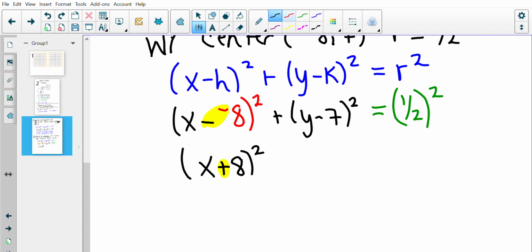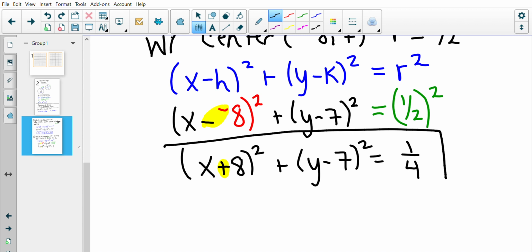So we have x plus 8 squared, and then we're going to have plus y minus 7 squared is going to equal a half squared. Well, what's a half squared? It's a half times a half, which is a fourth. And this is the equation we get in standard form.